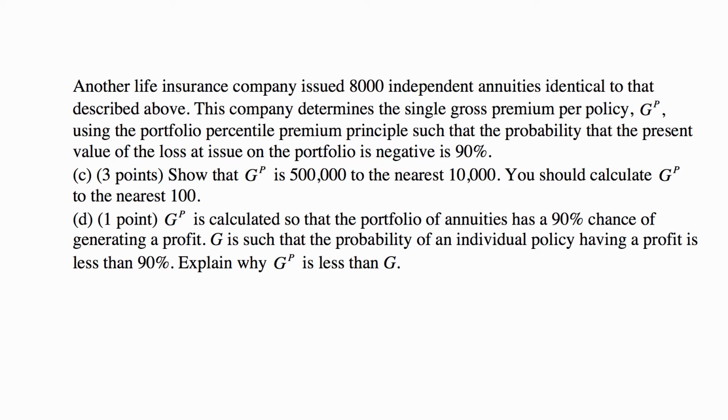In Part D, GP is calculated so that the portfolio of annuities has a 90% chance of generating a profit. G is such that the probability of an individual policy having a profit is less than 90%. Explain why GP is less than G.